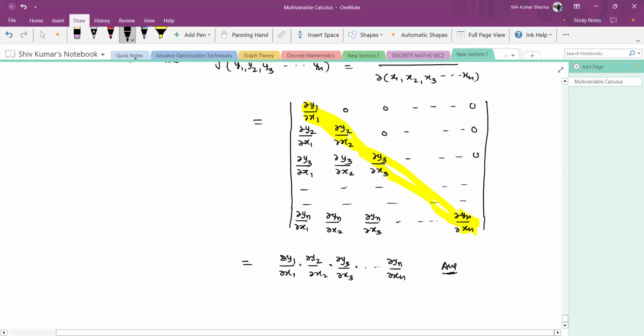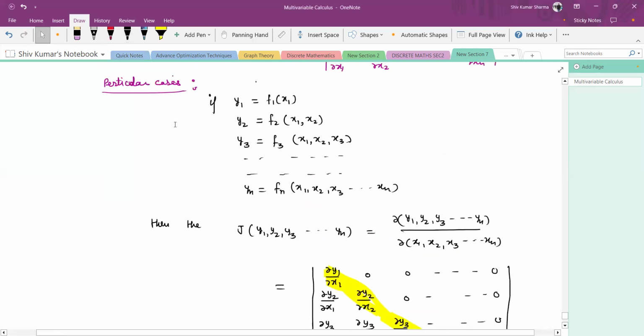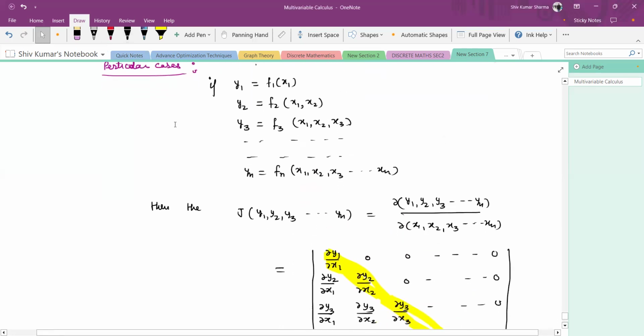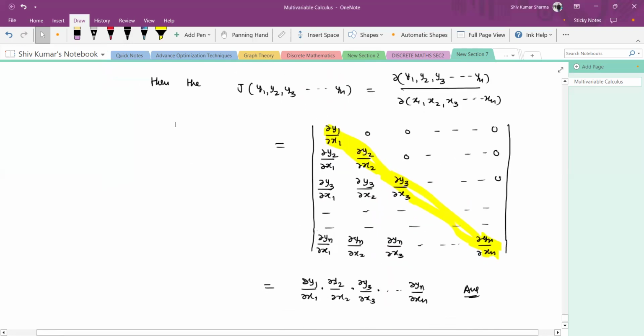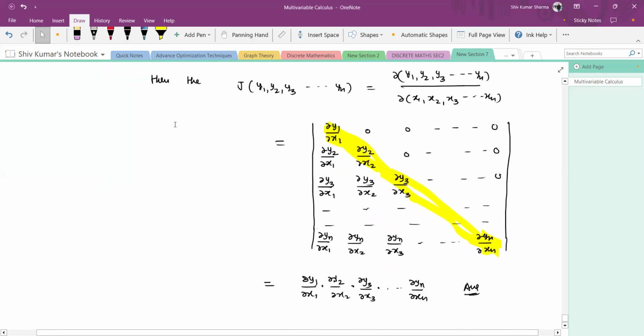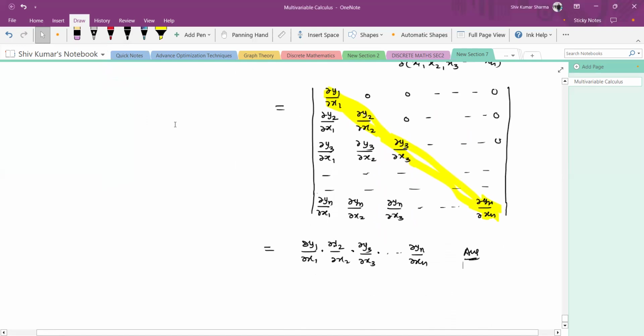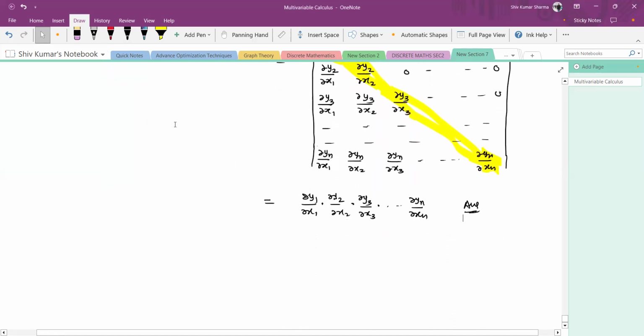So when we have such types of cases, that means particular cases, where y1 is a function of x1 only, y2 is a function of x1, x2 variables, so we follow the particular case. Okay, so on the basis of these cases, that means for two variables, three variables, n variables in the particular case, we have some questions related to that. So we discuss problems related to that. We start the first problem of Jacobian.